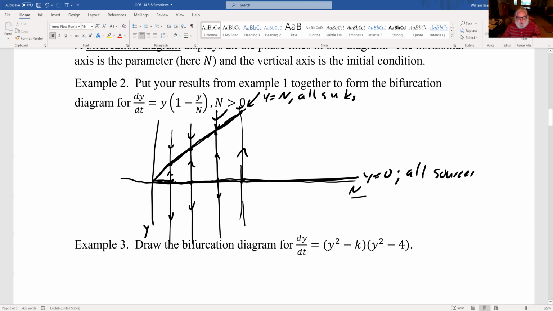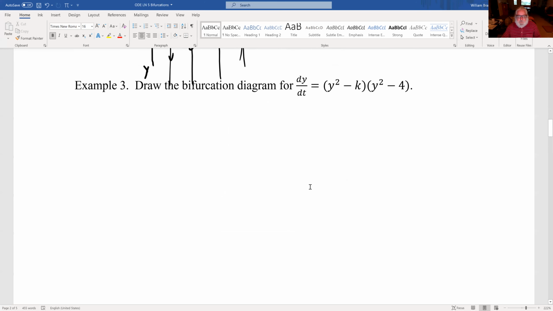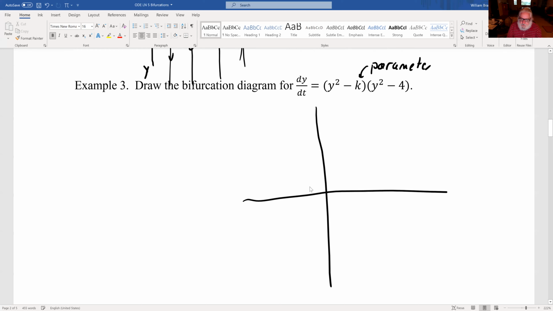Okay, so here's one that's just sort of a pure math problem. What's the bifurcation diagram for dy/dt equals (y squared minus k) times (y squared minus 4)? And so here's our parameter k. And so our bifurcation diagram will be k here and y here. And what we want to graph is the equilibrium as a function of k.